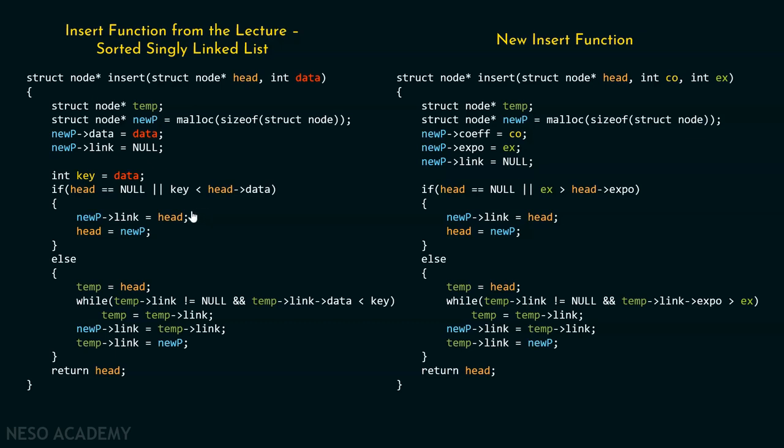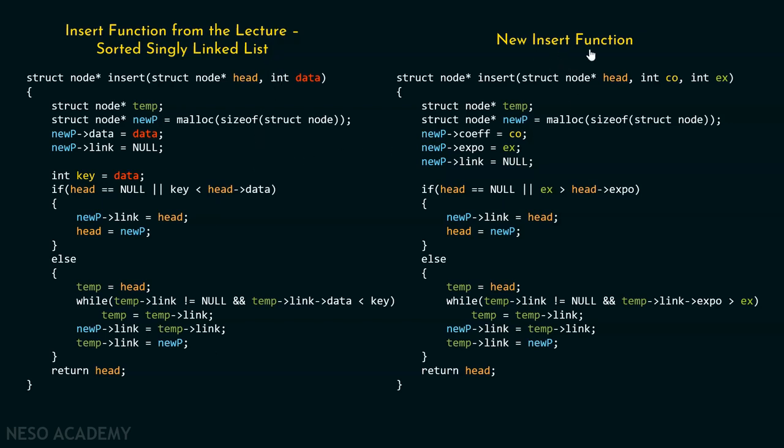And if at all it is the case that head is not null and key is not less than head data, then this else part will get evaluated. Which means that we will simply traverse the list until we will find that position where key is actually less than the data part of the node. If somewhere we have found out that key is less than the data part of the node, we will simply insert the new node before that node, right? And that is what this piece of code will do. If you have any doubt about this function, then I would recommend you to watch this lecture before moving further.